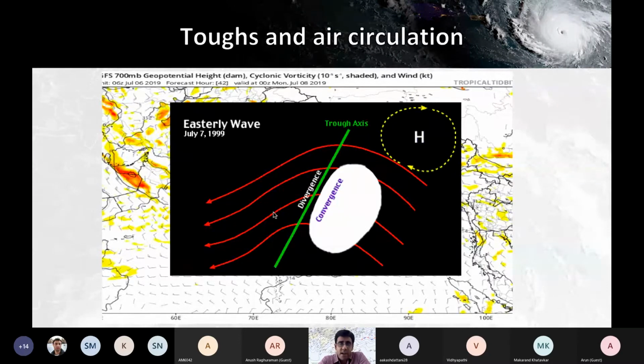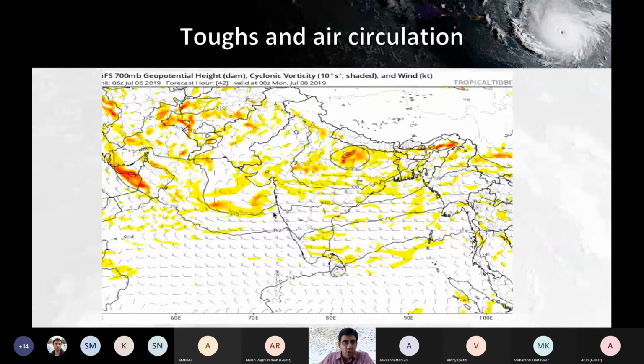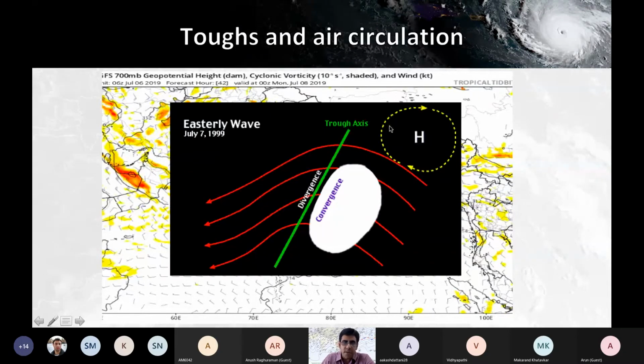These are the important dynamical aspects that one has to understand, because if you understand what a trough is, then you can be on the lookout for it. And if you understand what that trough signifies, then you can appreciate the difference between a trough forming during the southwest monsoon season and a trough forming during the northeast monsoon season. Although they have the same mechanism, the patterns are very different.